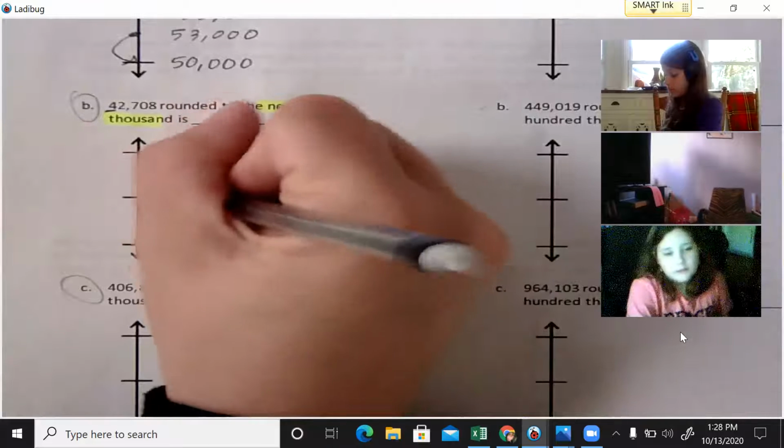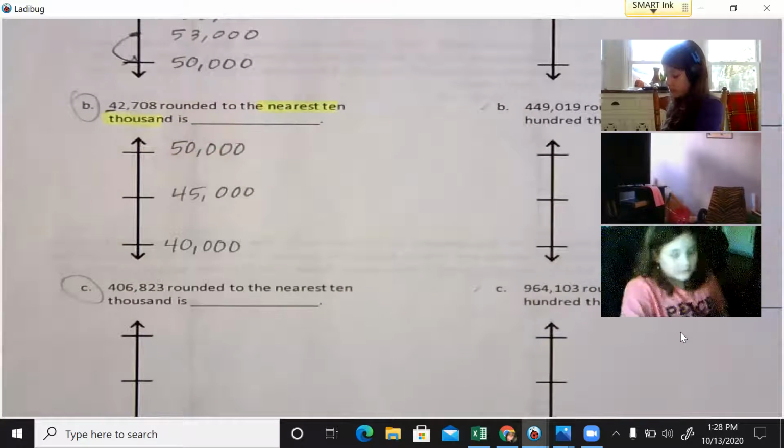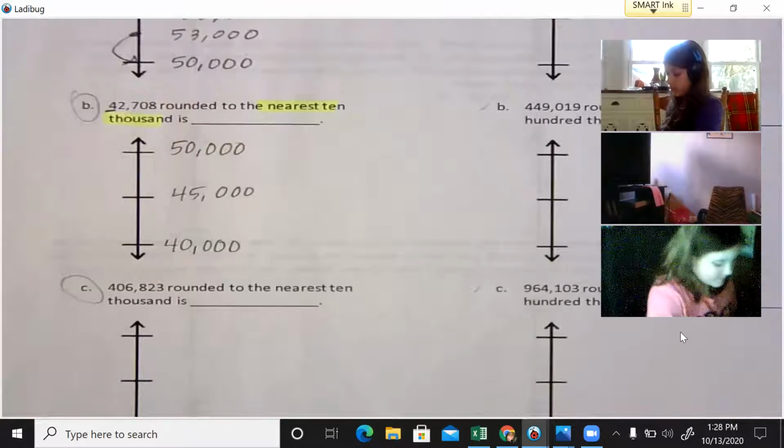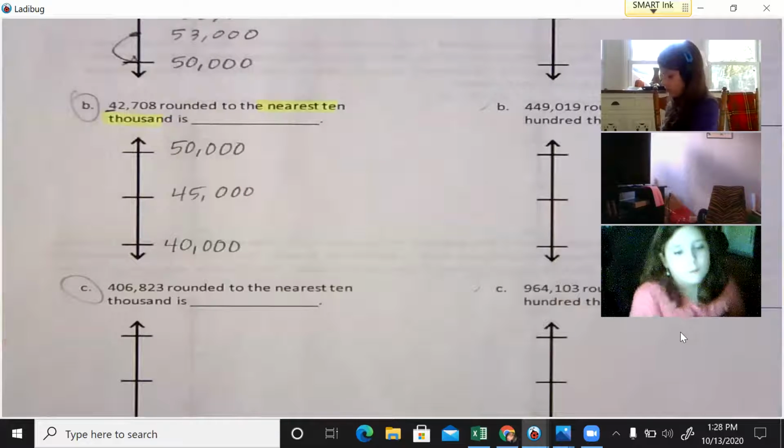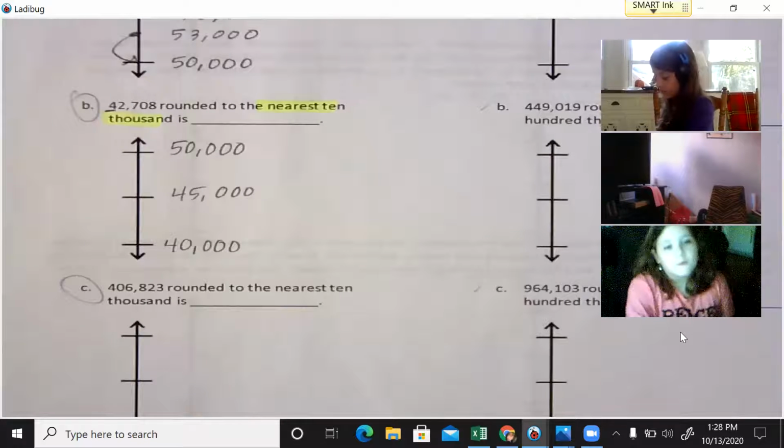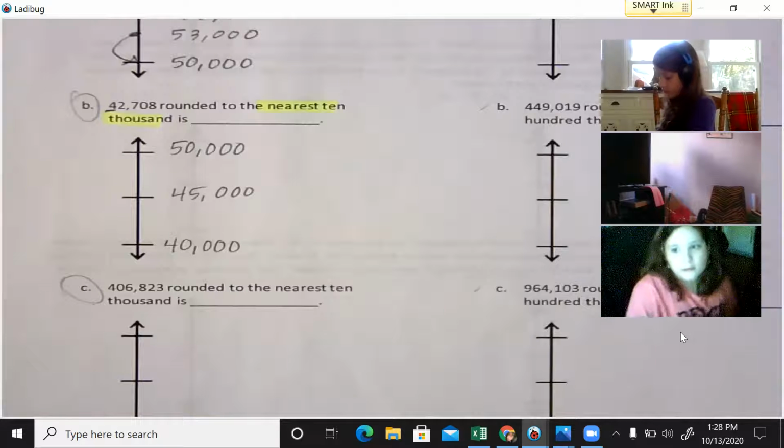45,000. Very good. Sound confident. You're correct. Nice job. Okay, Olivia, do you remember what we do now that we have our number line labeled? We look for 42,708 in the number line.